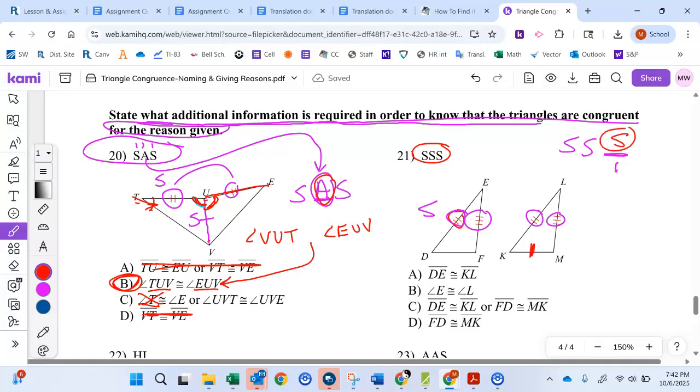So maybe KM, DF? No, we don't need an angle. FD, wait, it's DF or FD, so the order is different. And then MK, yes, so that's this one. Okay, got it? FD, MK. So that's why that one's D. Go ahead and do these, and when you're done, make sure you enter your answers in Canva.